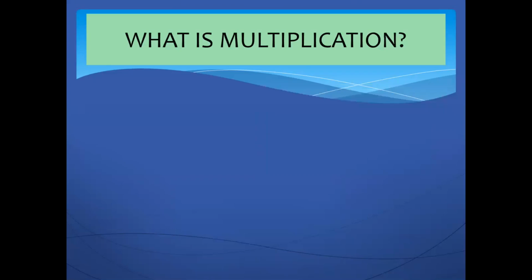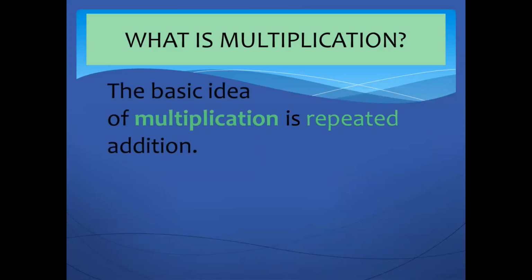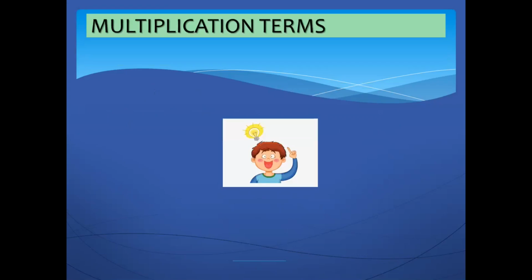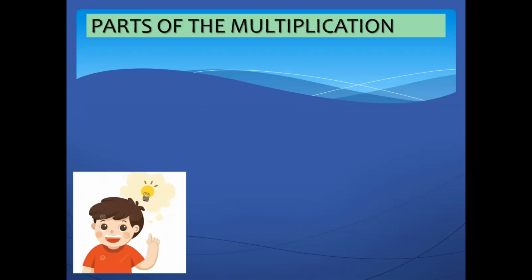What is multiplication? The basic idea of multiplication is repeated addition. So when we say multiplication, this is the shortcut way of repeating the numbers. Again, multiplication is the repeated addition, and it is represented by the symbol X. Multiplication terms, this is important, especially in word problems, so you can identify if the problem is a multiplication. We have times, we have the product, and we have the multiply.